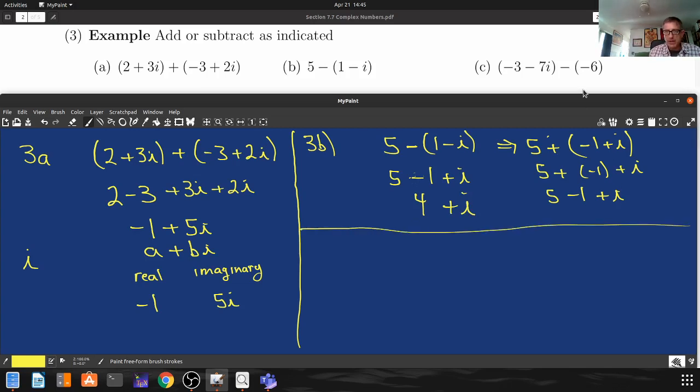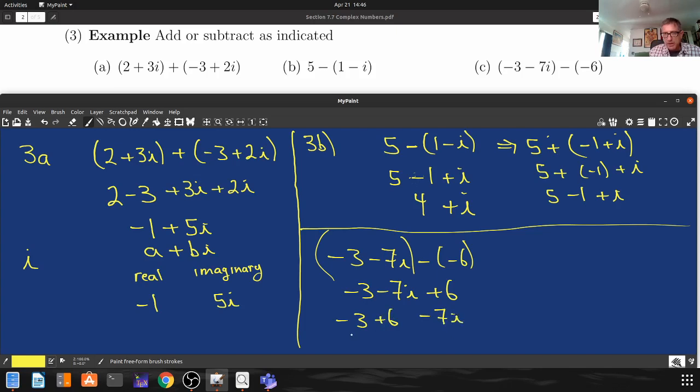Now we'll do this last one. Minus 3 minus 7i minus 6. Well, since there is no minus in front of these parentheses, I can just remove the parentheses. But minus a minus 6 is plus 6. So I group together the real parts and the imaginary part. Minus 3 plus 6 is 3.